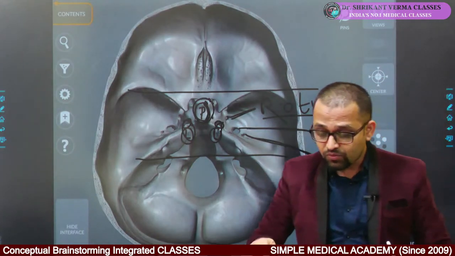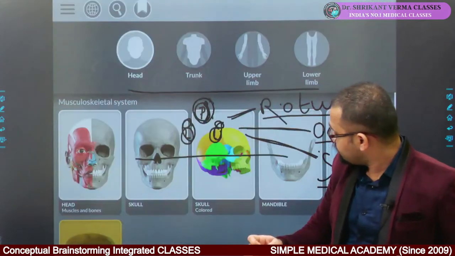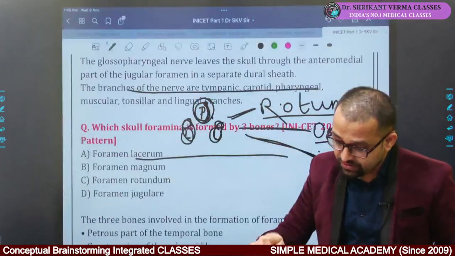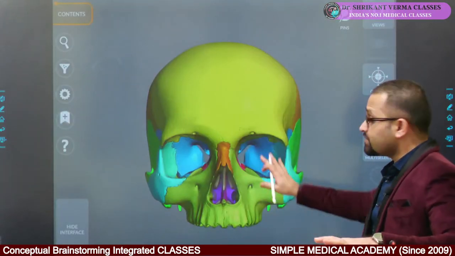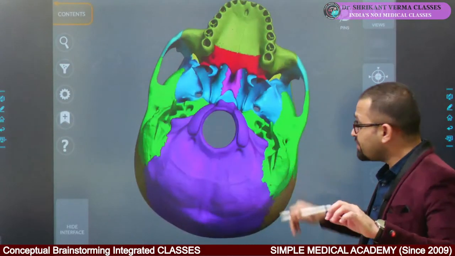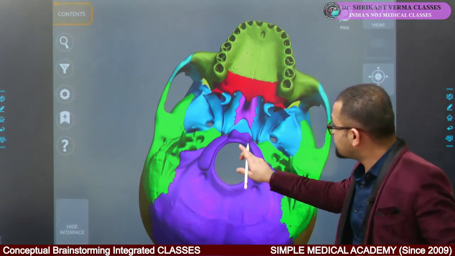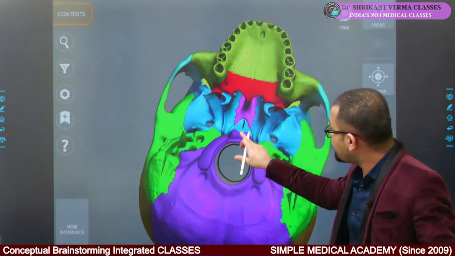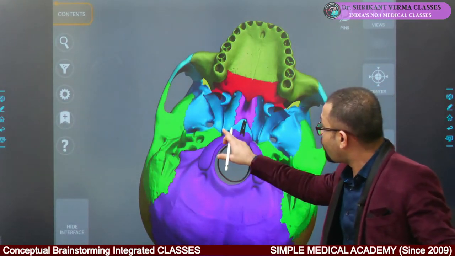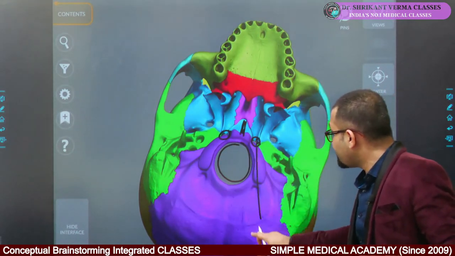Getting the point? Now the same thing we are going to look from the down side. Can you observe here? Yes sir, we are looking at the down side. Yes, this is our skull. Here is a norma basalis. So this is our largest foramen of the skull. This is our foramen magnum, and the pituitary gland is located above it. Whatever foramen is on each side of the pituitary gland, that is our foramen lacerum.